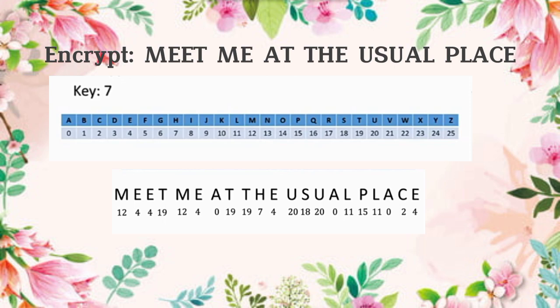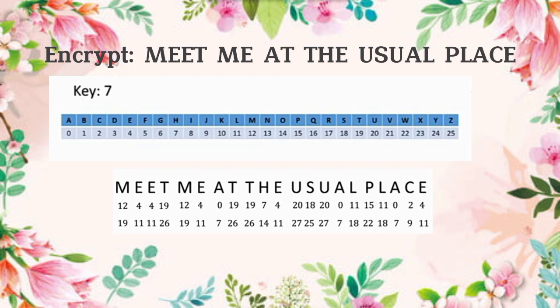Next, we use the K, which is 7. In this case, to move the letter 7 places to the right, this is achieved by adding 7 to the original position. So 12 plus 7 is 19, 4 plus 7 is 11, 4 plus 7 is again 11, 19 plus 7 is 26. And these are the new positions of the other letters.